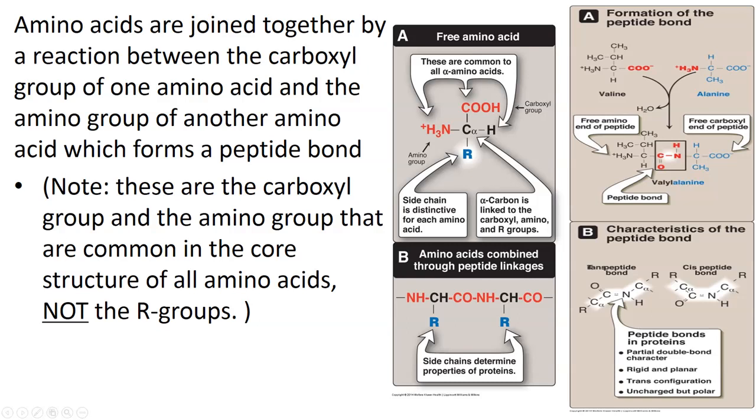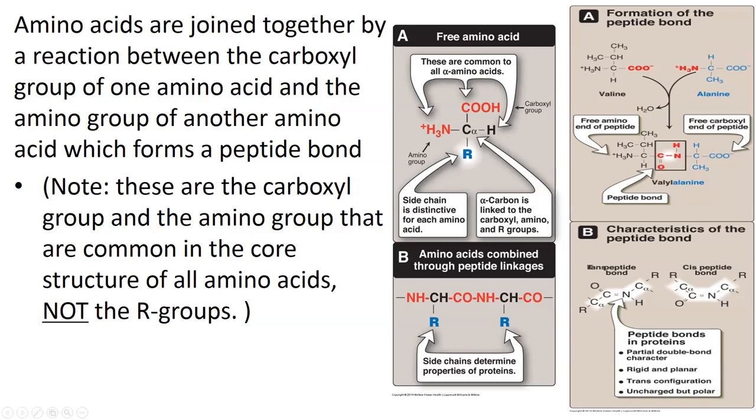So the amino acids are joined together by the reaction between a carboxylic acid group, carboxyl group, and the amino group of two adjacent amino acids. And that's going to happen during the process of translation, which we're going to talk about later on this week. So you have a ribosome. One of its enzymatic functions is to form that bond.